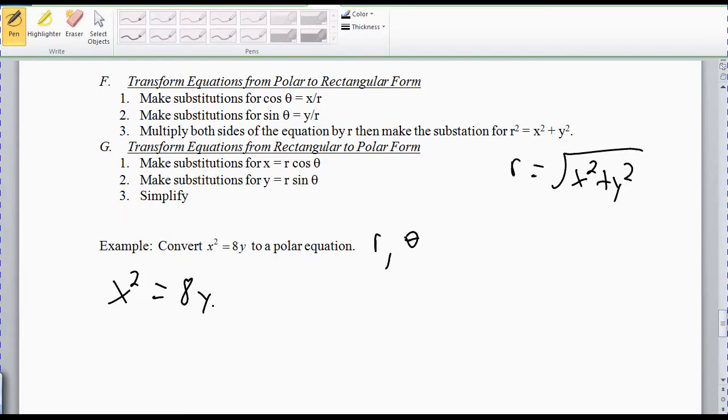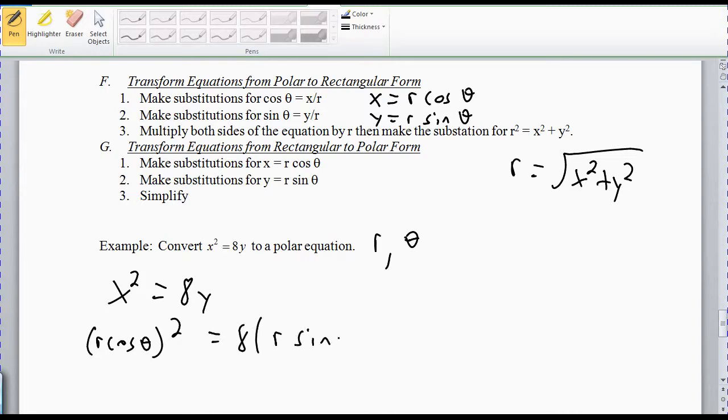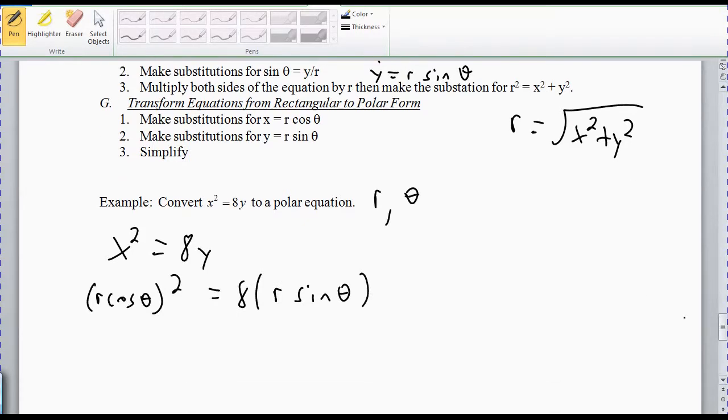So let's think about this for a second. What do we know about x if we want to use r's and thetas? Well, based on what I mentioned before, we know that x is equal to r cosine theta, and y is the same as r sine theta, which I have right there also. I don't really need to write it again, but it doesn't hurt. So what I want to do is use x is r cosine theta, and y is r sine theta.